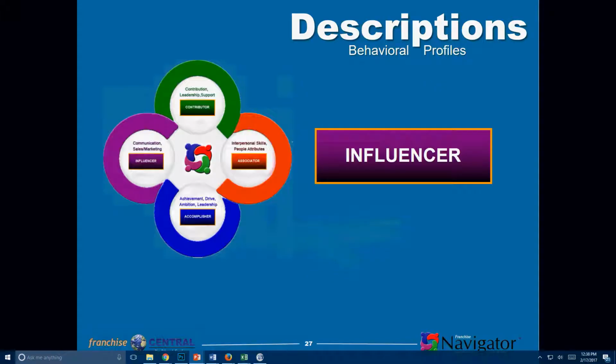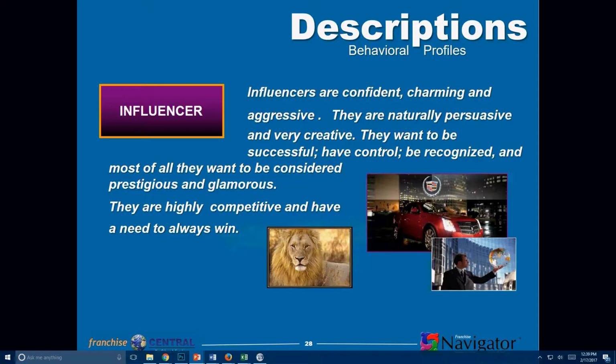We'll go through, and now we're into the Influencer. Now, the Influencer is really a very interesting profile. And remember, out of the four profiles, there isn't any one that's more important than the other. They're all equally as important. We will find a lot of dominant accomplishers and a lot of dominant associators. When you find somebody who's a dominant influencer, this is a sales and marketing person, and we'll get into what the characteristics are. They're going to come off as charming and confident.